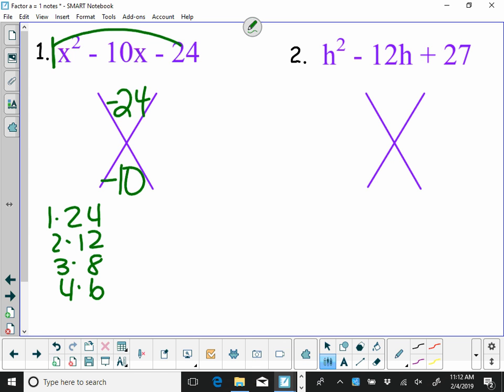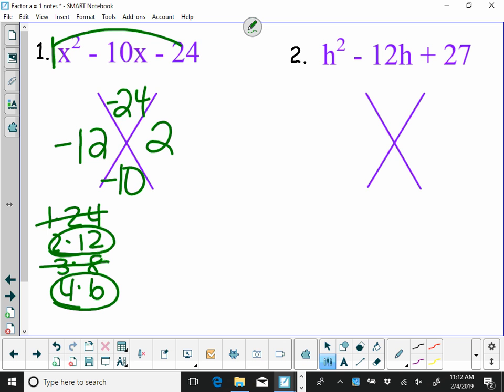Look up here real quick. Which ones can I get a 10 from? I can get a 10 from 4 and 6 or 12 and 2. Those are the only ones I can get a 10 from, so it's got to be one of those. You said it's negative 2 and positive 12, right? But what's 12 minus 2? Positive 10. I need a negative 10, so it's going to be negative 12 and positive 2.